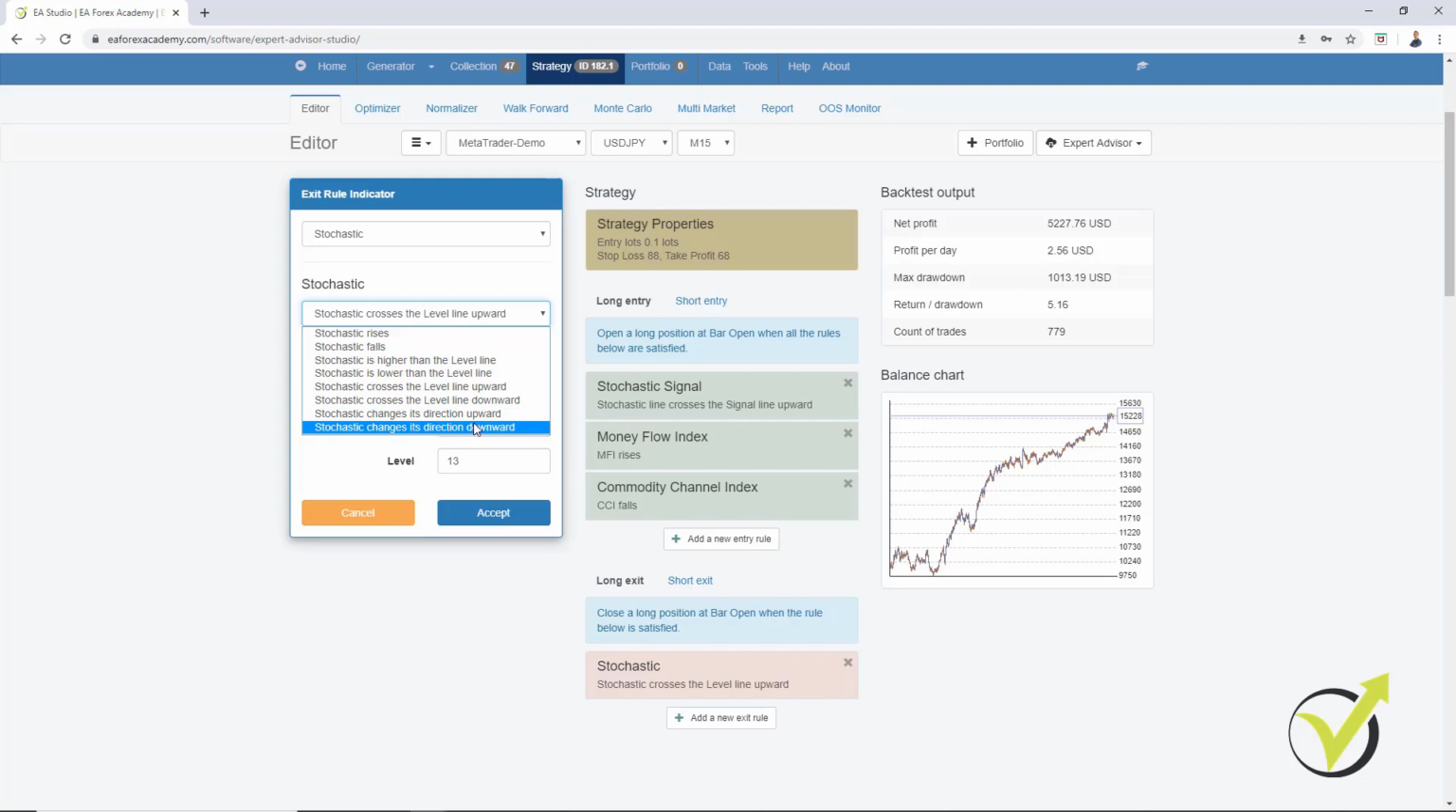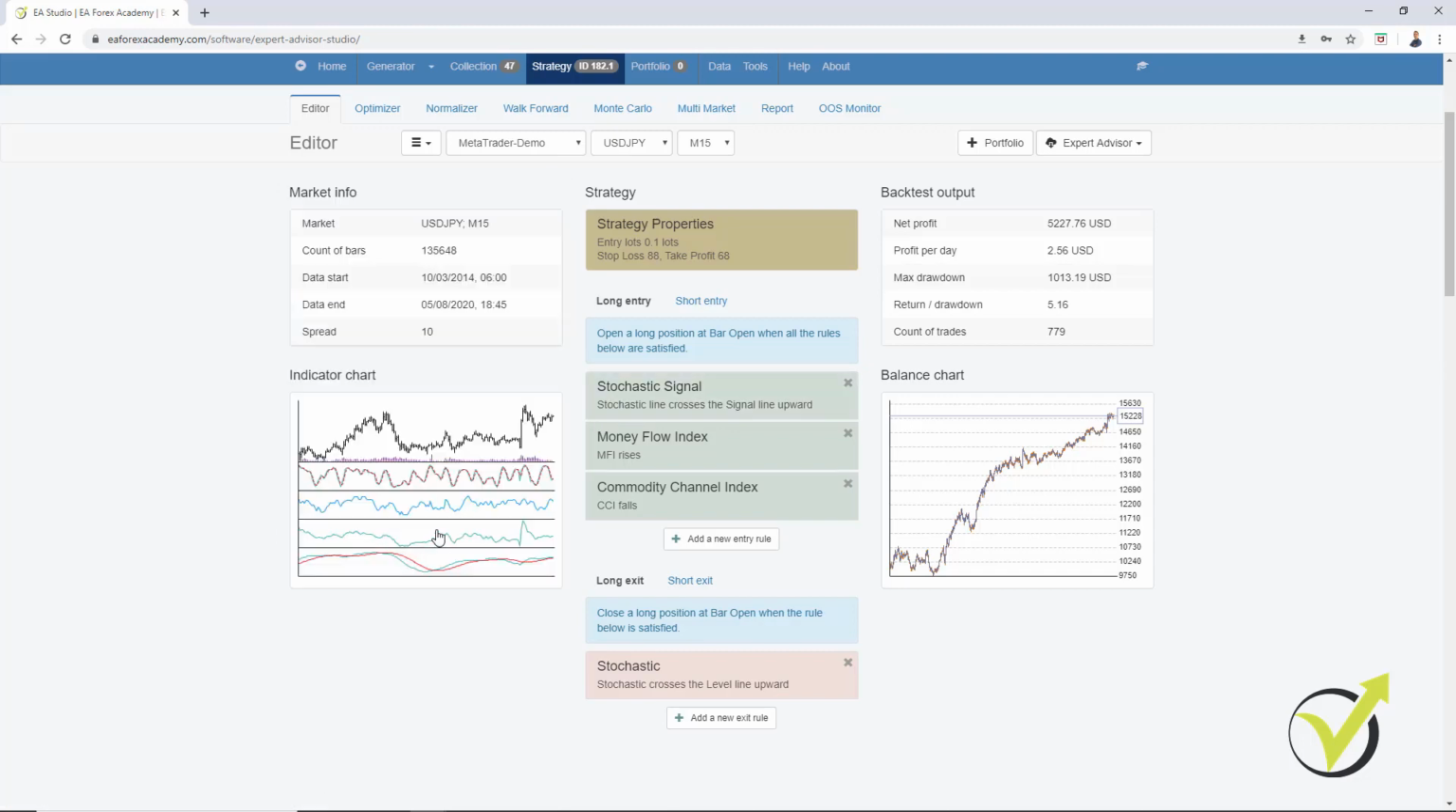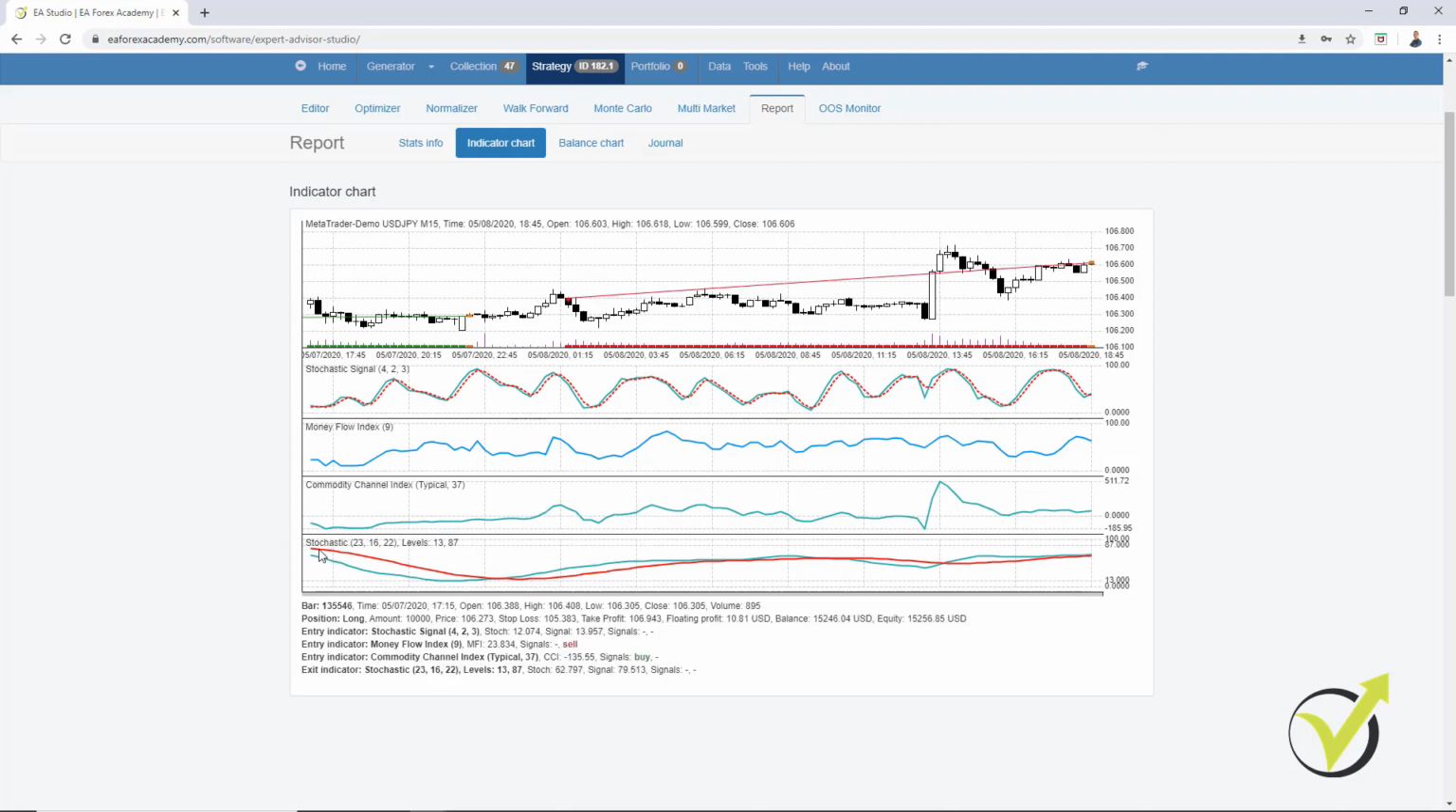So you can notice that all of these rules involve the stochastic itself, the level lines and the direction, but not the signal. And for the beginner traders, if I click on the chart, you can see that for the stochastic indicator we have the stochastic line and we have the signal line.